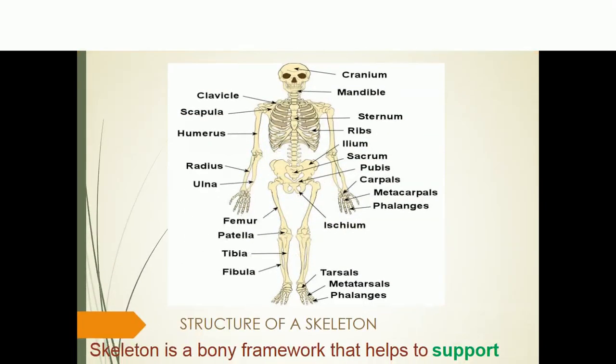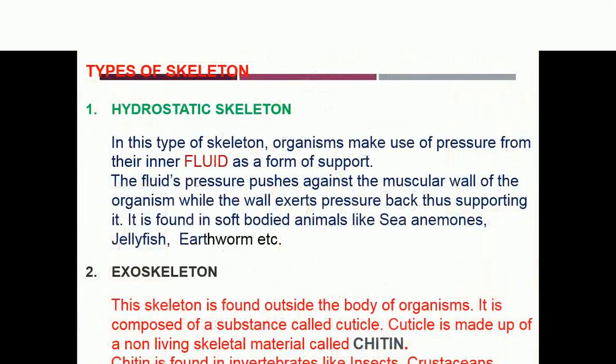Now, the structure of a skeleton. What is a skeleton? A skeleton is a bony framework that helps to support the body of an organism. It gives it shape and protection as well. Types of skeleton. There are 3 types of skeleton, namely 1.